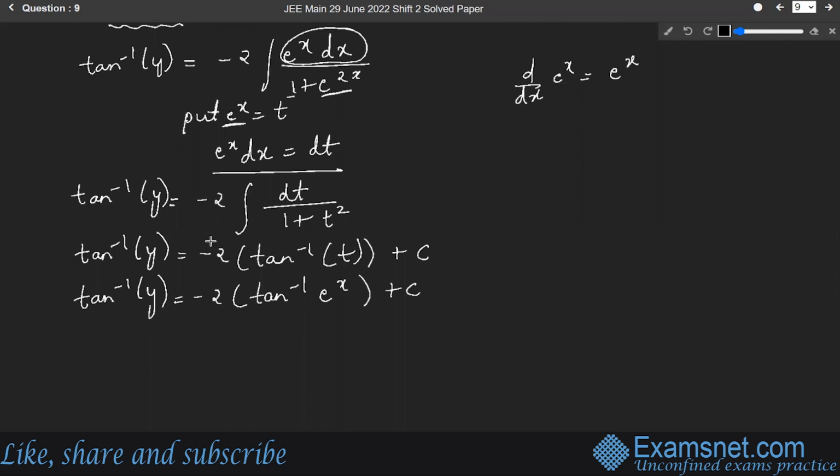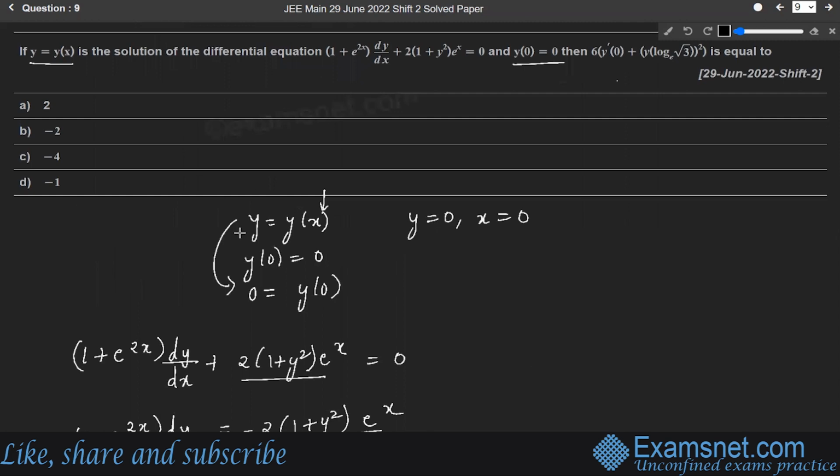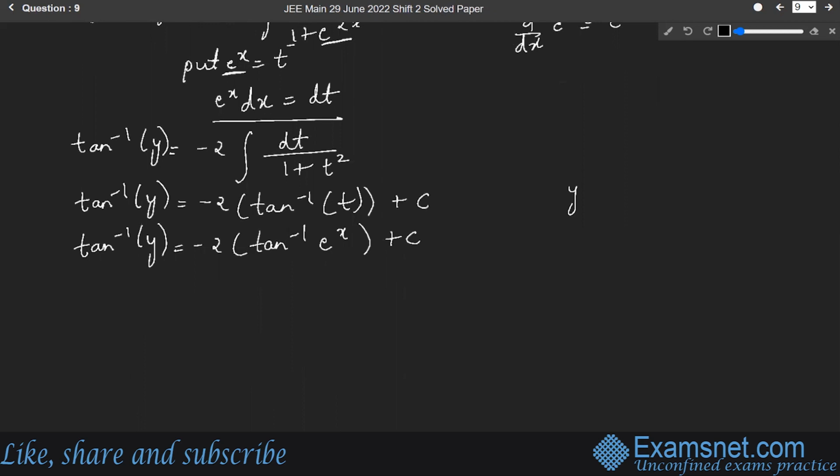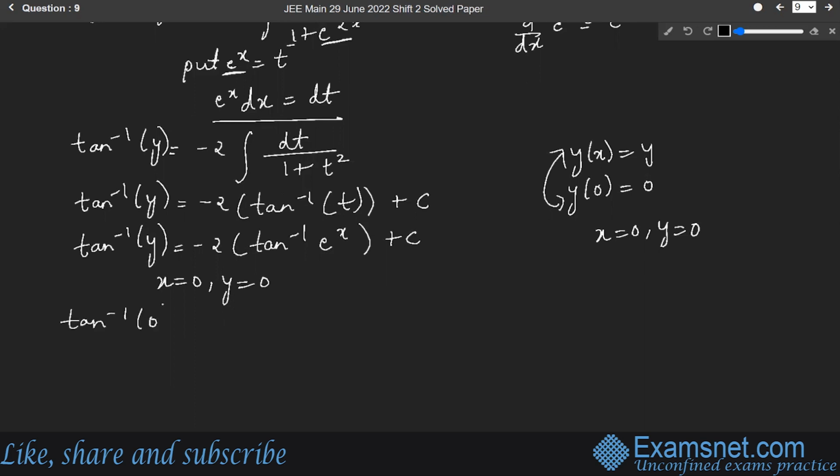Now you can see that one expression is given in the question, which is y of 0 is equal to 0. So this is the expression y of 0 is equal to 0, and the solution of the differential equation is also given, which is y of x is equal to y. It means that when we compare both these terms, when x is equal to 0, then y is also equal to 0. So let us do one thing. Let us substitute x is equal to 0 and y is equal to 0 in this expression. Okay. So it will be tan inverse of y. What is y? 0. Is equal to minus 2 into tan inverse of e power x. What is x? 0. Plus c.